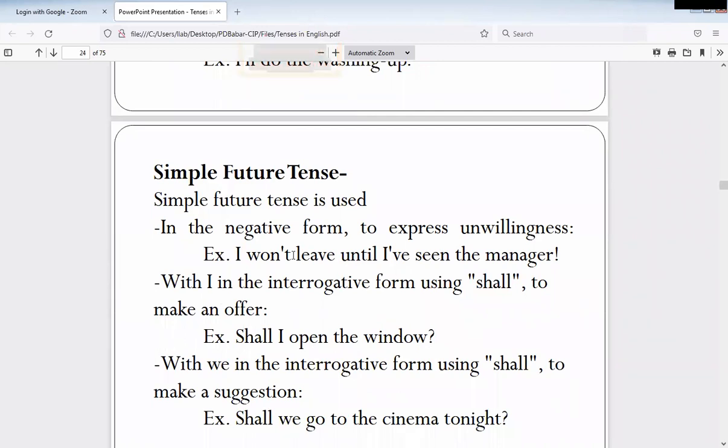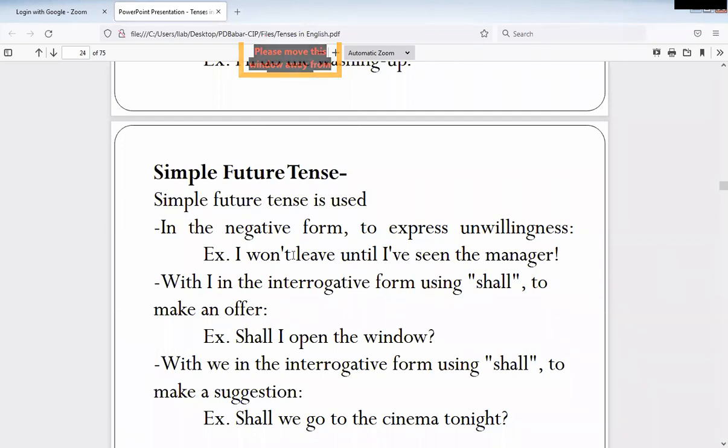Then we also discussed the different conditions in which we use the simple future tense, that is, in the negative form to express unwillingness. So for expressing unwillingness also, in negative form, we use simple future tense.